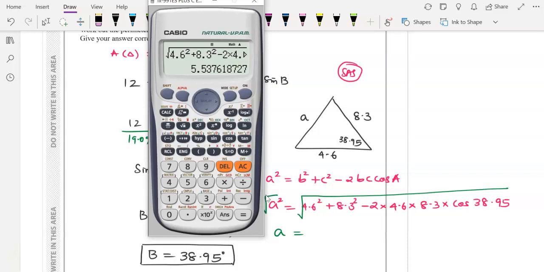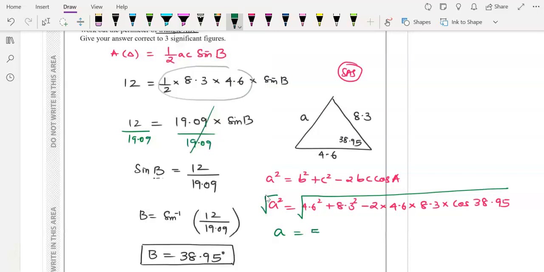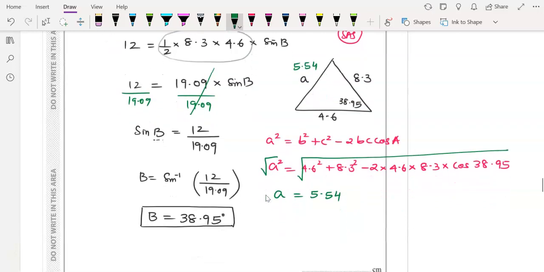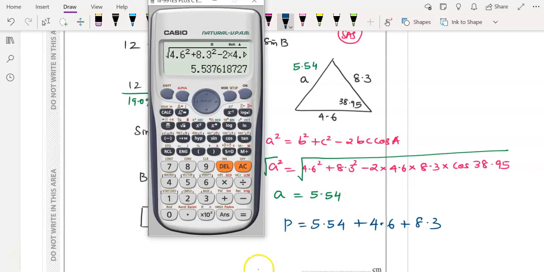Okay, so we get 5.53. So when you round it, it will become 5.54. So your side is 5.54. Now we have all the three sides. So your final answer to find the perimeter: your perimeter will be 5.54 plus 4.6 plus 8.3. That gives me the final answer, 18.44.